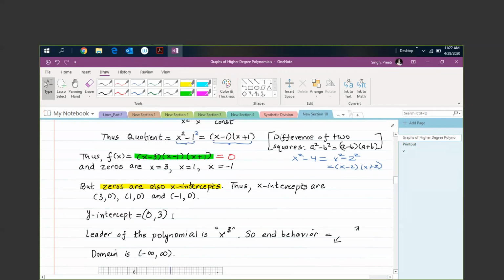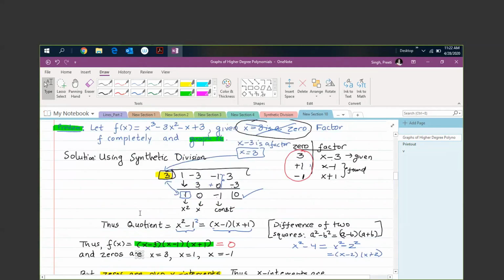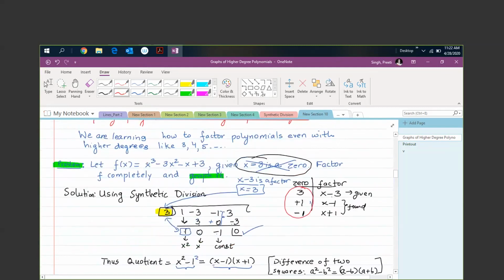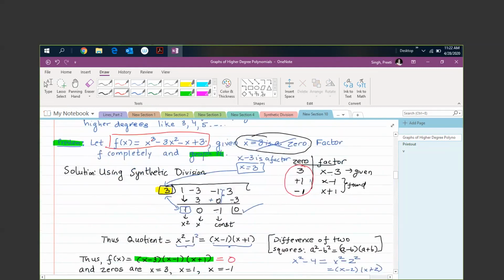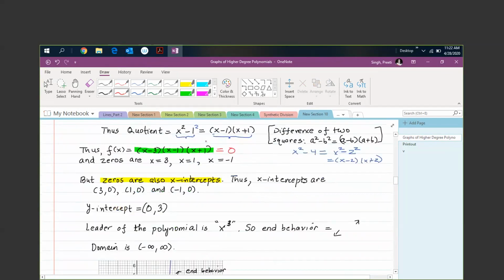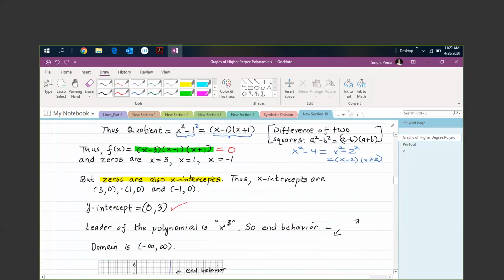My y-intercept: if I go back to my basic function right here, my y-intercept is when I set x equals 0. So if I set x equals 0, this is gone, this is gone, this is gone. I'm left with only 3. Y-intercepts are easier to find. So my y-intercept is 3. The function is going to cross my y-axis at the point (0, 3). And these 3 are my x-intercepts because the y value is 0.